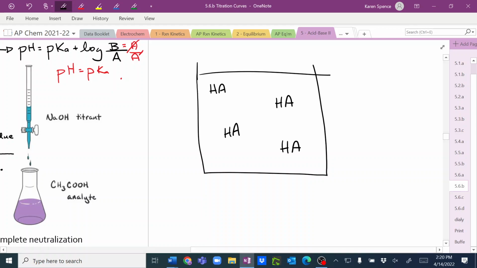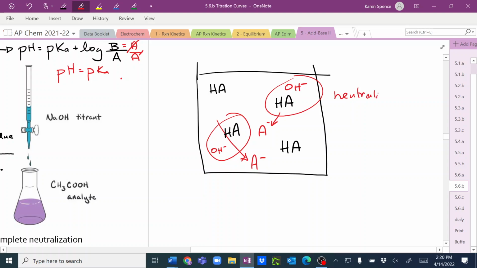If I add 1 OH minus, I'm going to end up with an A minus. If I add another OH, I'm going to end up with another A minus. Now I've neutralized half of it, so I am halfway to the equivalence point. I'm really glad you asked this, because I did not make that clear.